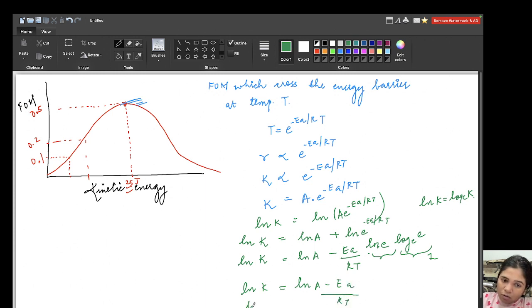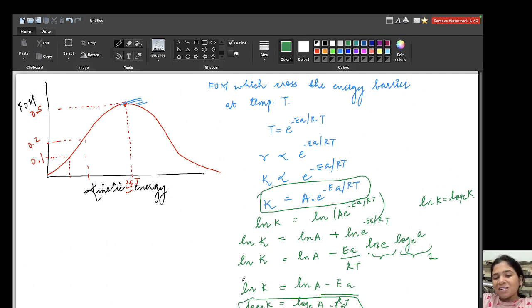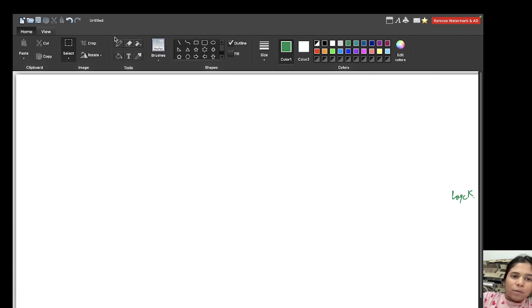I can write it as log also, right? Log base e of k equals log base e of A minus Ea by RT. So this is my second formula. The first formula was k equals A e^(-Ea/RT). The second formula is log base e of k equals log base e of A minus Ea by RT. Now how will you draw the graph of this? What formula did we get? Log base e of k equals log base e of A minus Ea by RT.